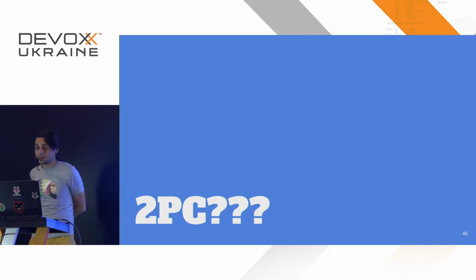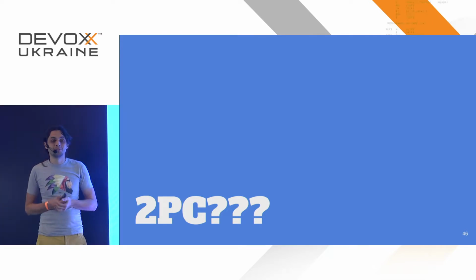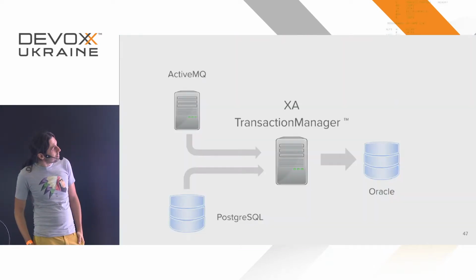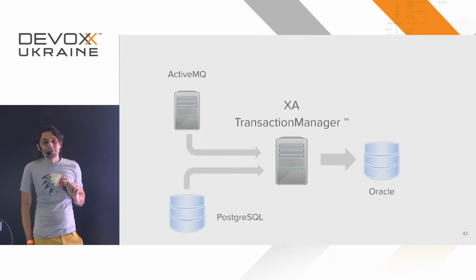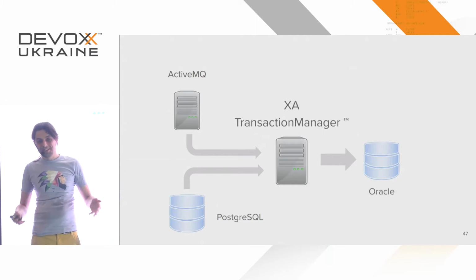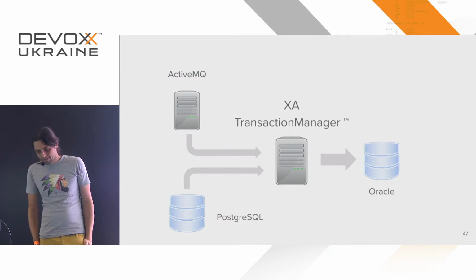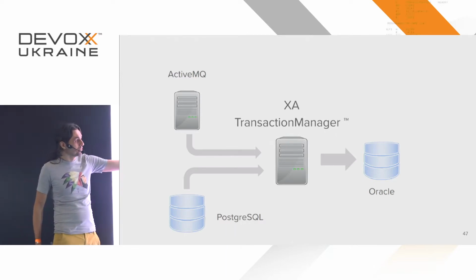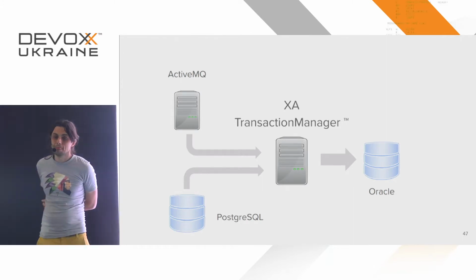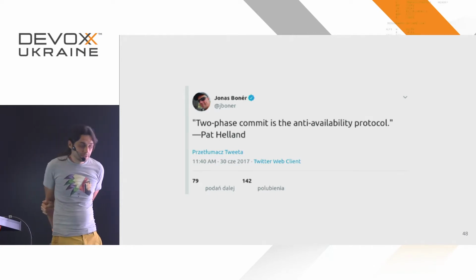For those of you who are old enough, this reminds you of a different world than what we are used to. This is the world of JMS, MQ, of Oracle or Postgres, and XA transaction managers. The good old days of JEE and so on. That was a long time ago. This is the world of two-phase commits, transaction managers. But since then, we've learned that two-phase commit is an anti-availability protocol. And of course, this is true.